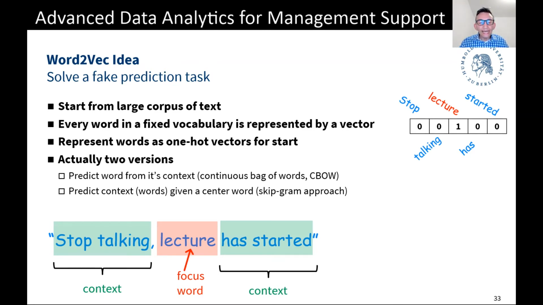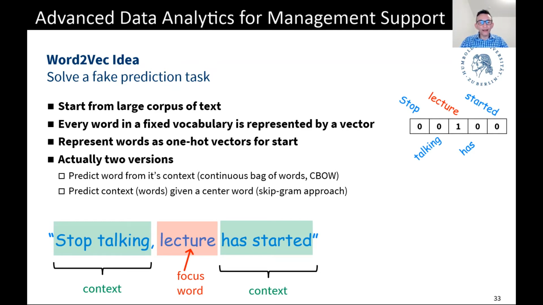And there are two versions of Word2Vec. One is called continuous bag of words, the other is called skipgram. They are somewhat similar, same, but different. Let's say the word lecture is our focus word. You see the one hot vector of lecture, or you actually see the full encoding for all the words in that little sentence here, exemplified.